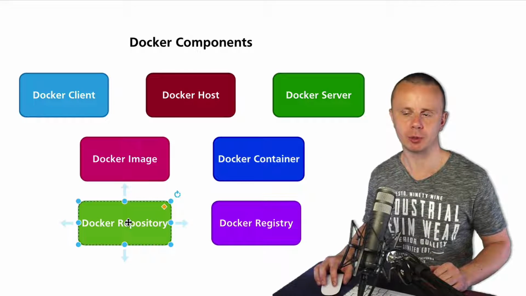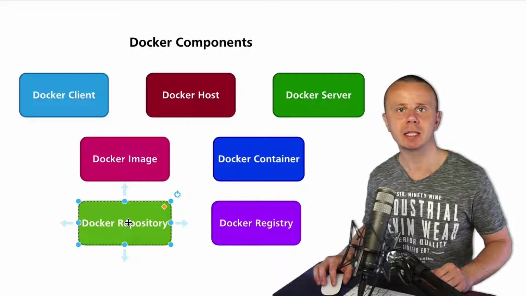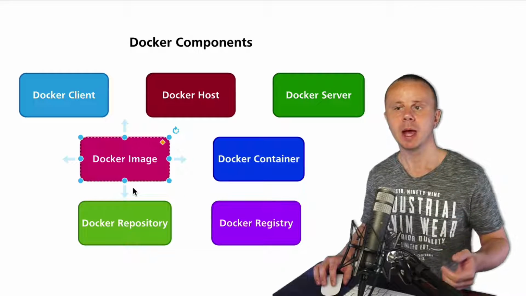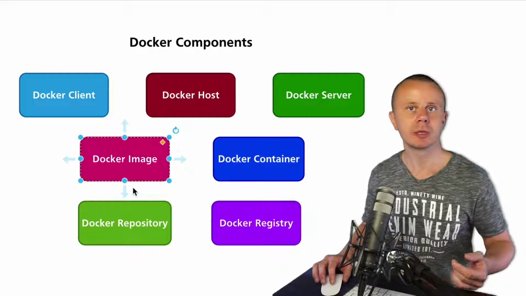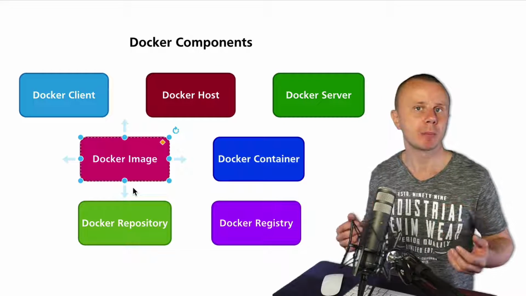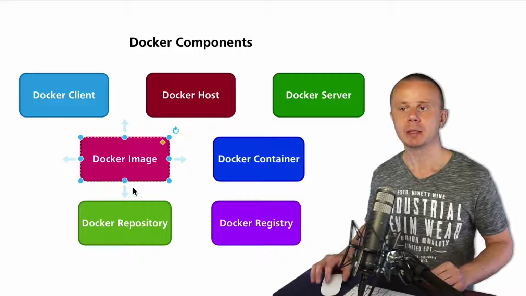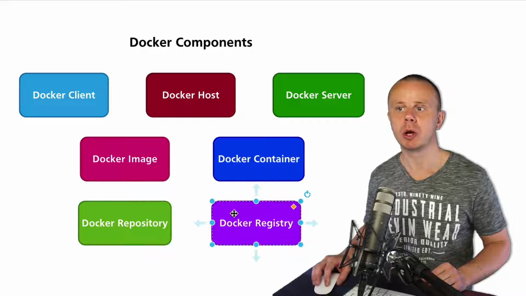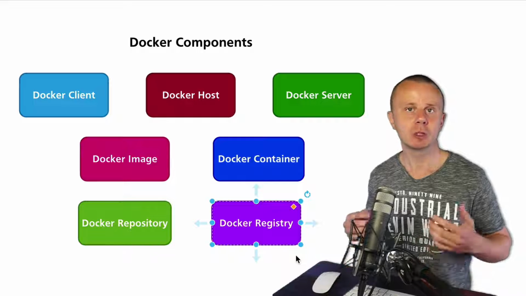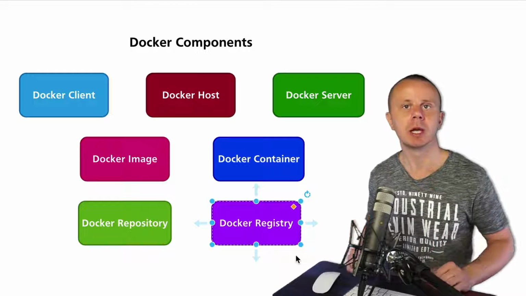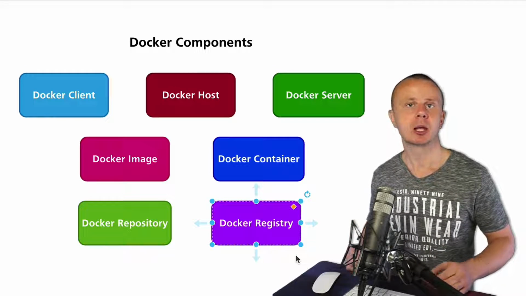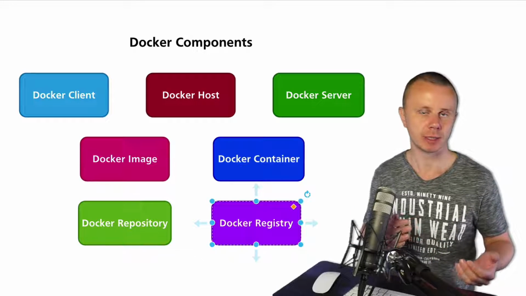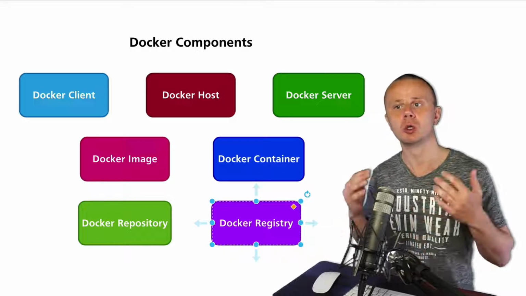Next, Docker repository. A Docker repository is a set of Docker images with different versions. And you are able to create custom repositories, you are able to use already published repositories, and so on. And the place where Docker repositories are stored is called a Docker registry. And the most popular Docker registry in the world is Docker Hub. It is actually similar to GitHub. At GitHub you store Git repositories, at Docker Hub you store Docker repositories.